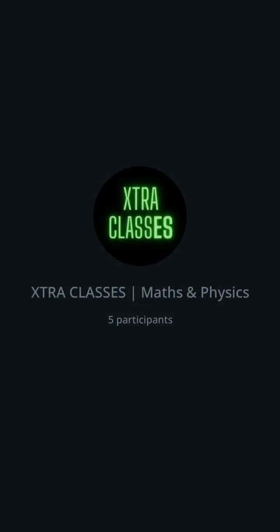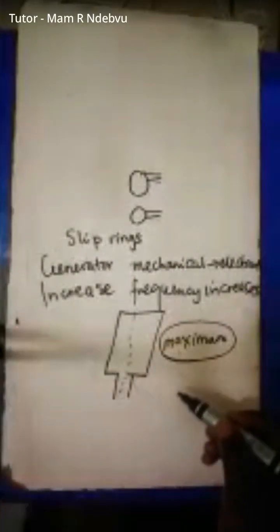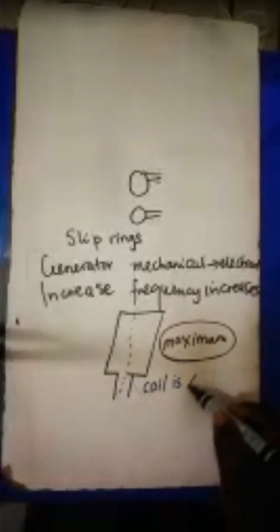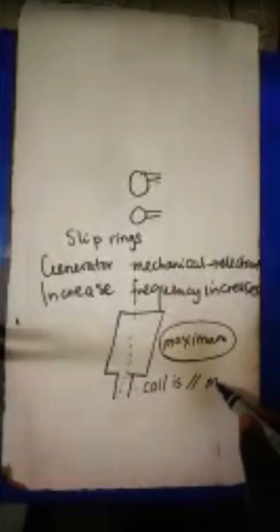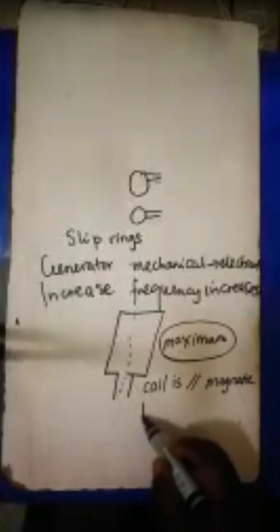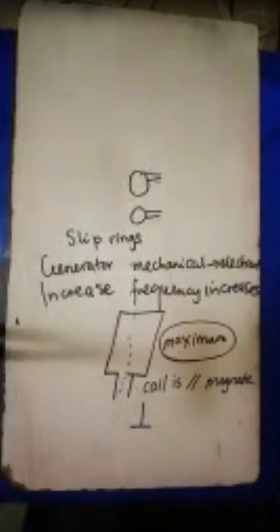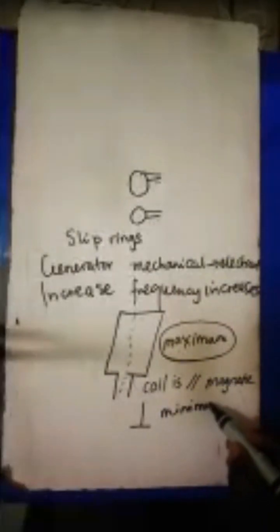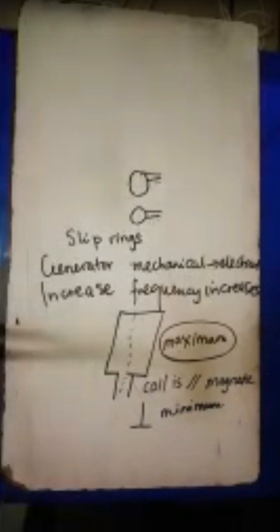So if we're having a maximum point, what does that mean? It means the coil is parallel to the magnetic field. If the two are parallel, then we've got a maximum point in our graph. If the coil and the magnetic field are perpendicular, then we've got a minimum in our graph.